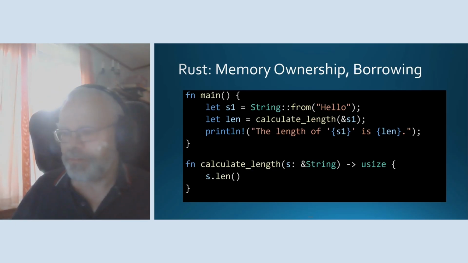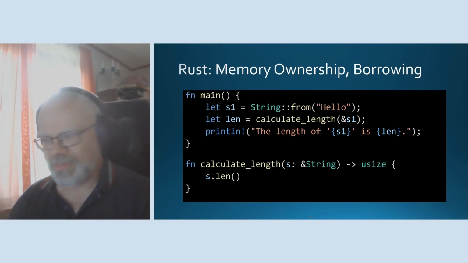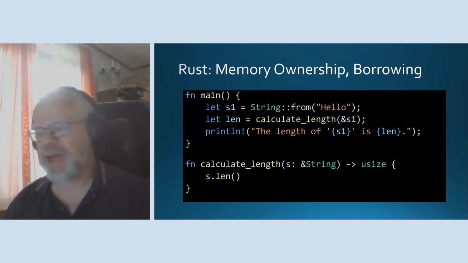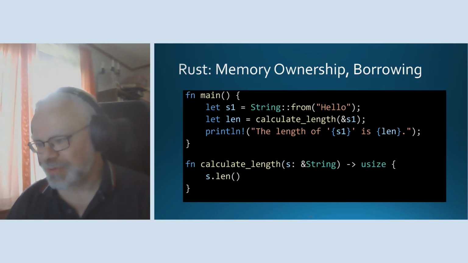So what we have to do is use borrowing. Here we create s1, the string hello, and then we want to calculate the length of that string. Then we can say that the function calculate_length can borrow my string s1 by adding the ampersand. That means you can borrow my string, but you cannot change it. It's read-only. It's immutable.